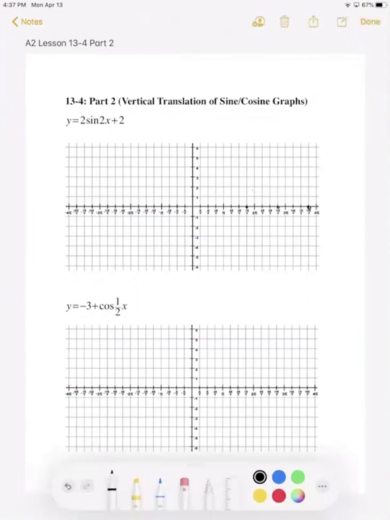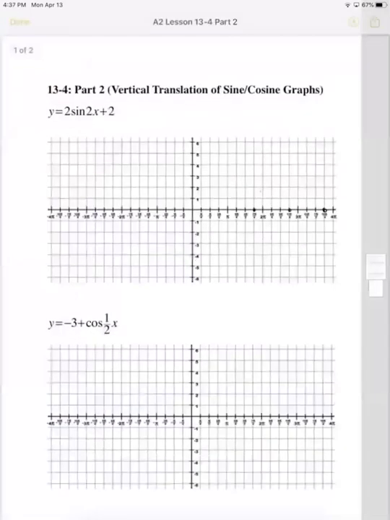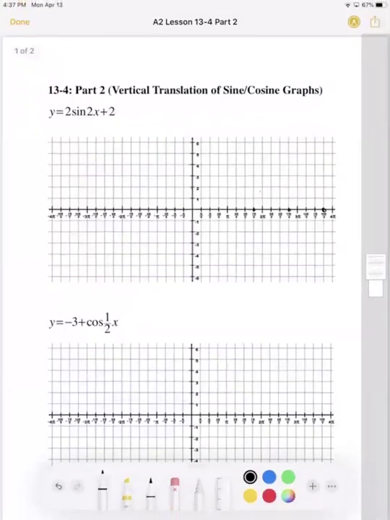And we're going to look up here at the first graph, y equals 2 sine 2x plus 2. So the first thing I'm going to do is note that I have 3 little dots here. Hold on. There we go. Okay. So let's go ahead and graph this.